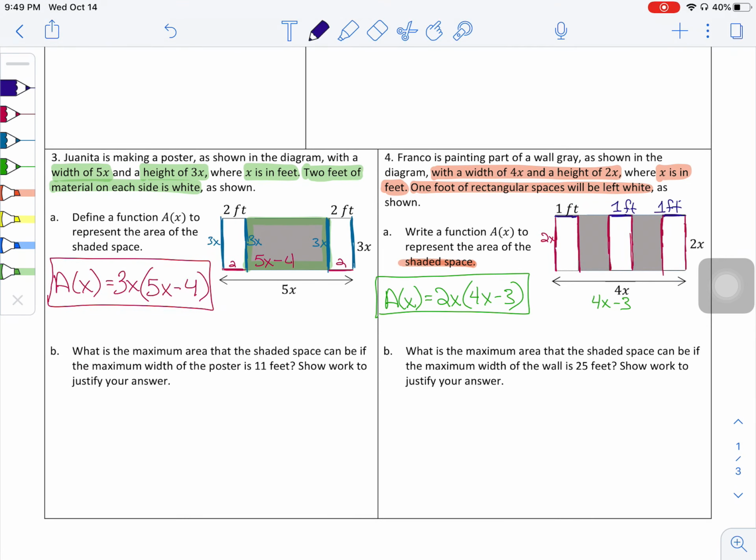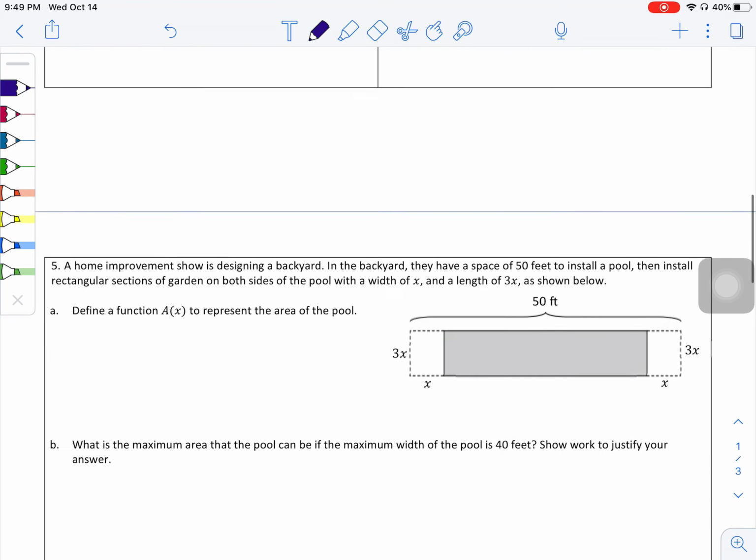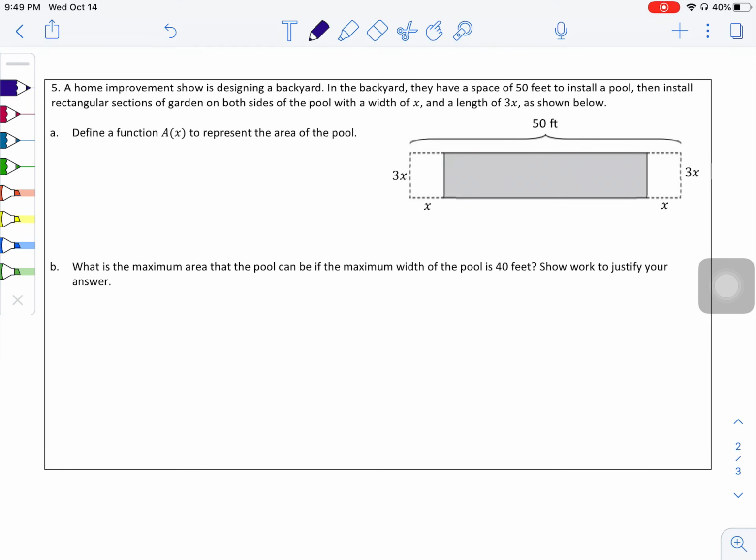I believe there's one more, so let me scroll down here. I knew there was one more. All right. Problem number 5, last one on the page. A home improvement show is designing a backyard. I kind of wish somebody would design my backyard. All right, I digress. In the backyard, they have a space of 50 feet to install a pool. Then they install rectangular sections of garden on both sides of the pool, with a width of x and a length of 3x as shown, okay?